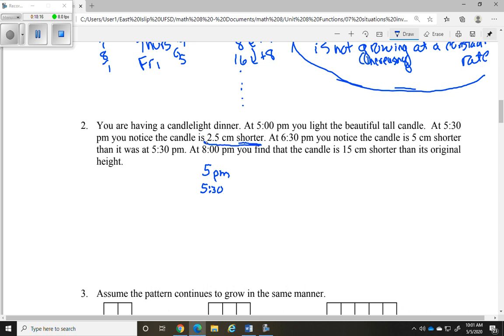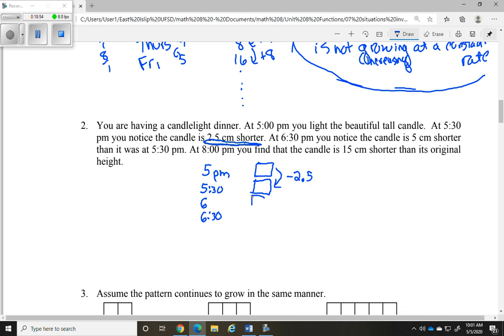So since they're talking about how it decreased by 2.5 centimeters, they're talking about the rate of change. So even though I don't know how tall this candle is at 5, and I don't know how tall the candle is at 5:30, I do know that the change was a decrease of 2.5. So they're already telling me that it changed by 2.5 centimeters in half an hour. Next, they're talking about 6:30. So I'm going to put a 6 here and then a 6:30.